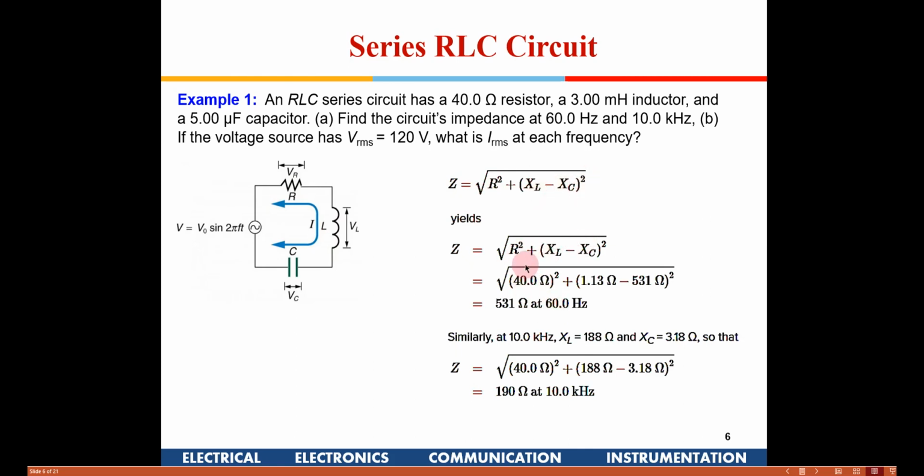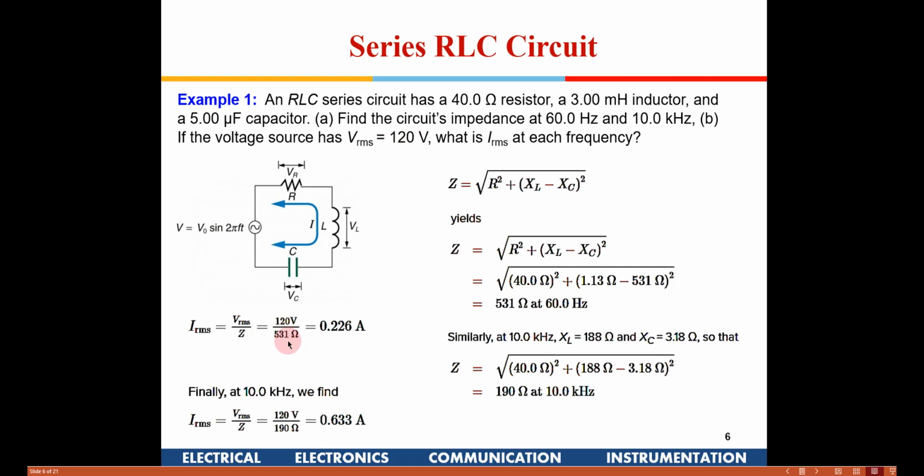We are doing that for 60, and this is for the 10 kilohertz. Here there will be a negative, but we are presently bothered about the magnitude aspect. So the magnitude will be 531 and 190. If I have to find the IRMS, it will be VRMS divided by Z. So IRMS is given as 120 here.